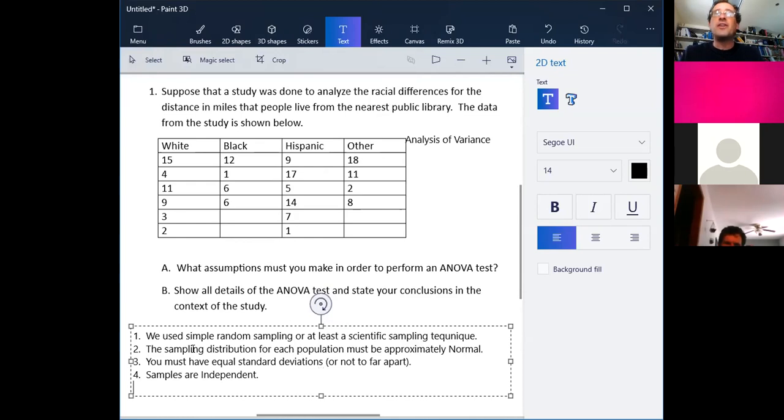Any questions so far? So independent happens when you have separate populations and you make sure they don't hear each other. And then there's a fifth. The fifth is pretty easy. You just have to be careful. And that is all the populations are surveyed in the same way.